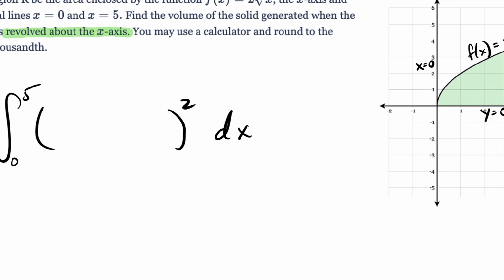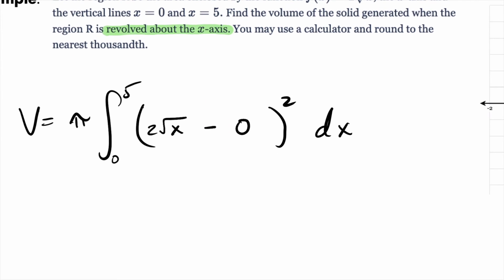So the top is 2 square root x, minus the bottom. The bottom is 0. Okay, the bottom will always be 0? The bottom will not always be 0. If it is 0, great, it is 0. But the bottom's not always going to be 0, so just be careful with that one. It's got to have that minus part. A lot of people leave this part off because they assume it's 0. It's not always going to be 0.